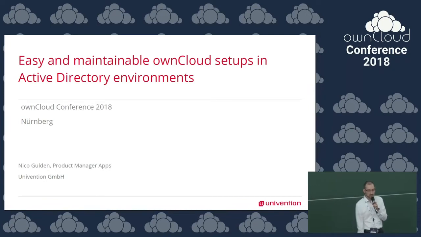My name is Nico Golden. As John already said, I'm Product Manager Apps at Univention, and my responsibility is, among others, to manage the relationship between Univention and Owncloud. And I'm proud to be here and give you some insights on this topic today.